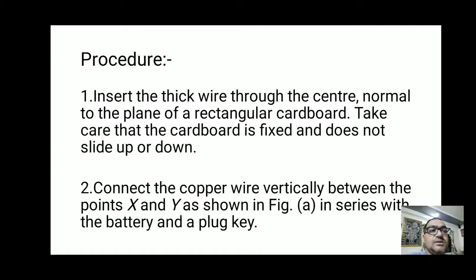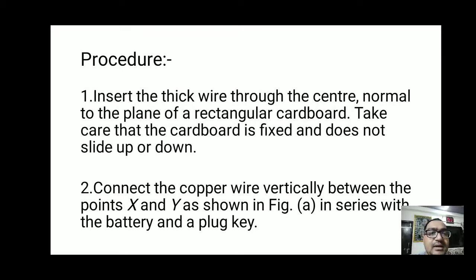Then students, we will start with the procedure. So what to do to perform this activity? Point number 1 is to insert the thick wire through the center, normal to the plane of the rectangular cardboard. Take care that the cardboard is fixed and does not slide up or down. So first we have to take the copper wire and pass it through the cardboard in such a way that the cardboard does not move.